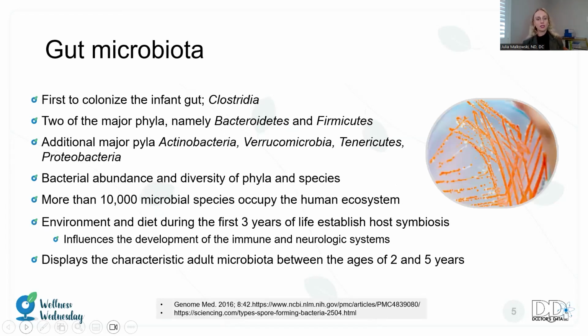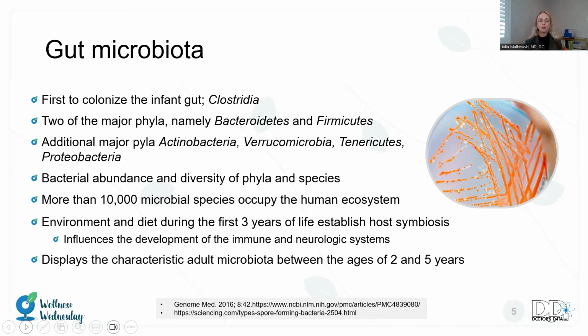With regards to the gut microbiota, the first bacteria to colonize the infant colon is going to be Clostridia. Clostridia, unfortunately, gets a bad rap due to C. difficile, yet that is only one of over 300 different species of Clostridia. The majority of them are healthy, and we want to see them in abundance in the colon. Additional major phyla would be Bacteroidetes and Firmicutes, as well as the Actinobacteria, the Verrucomicrobia, Tenericutes, and the Proteobacteria. We will talk about those phyla today in relationship to some case studies.